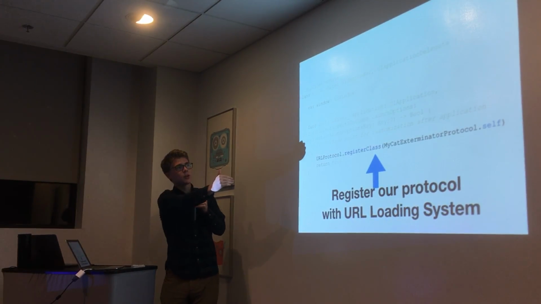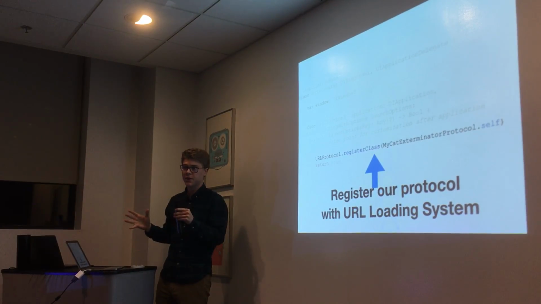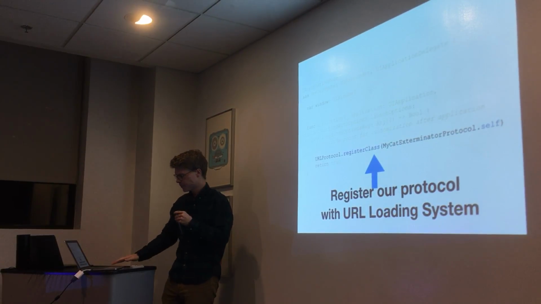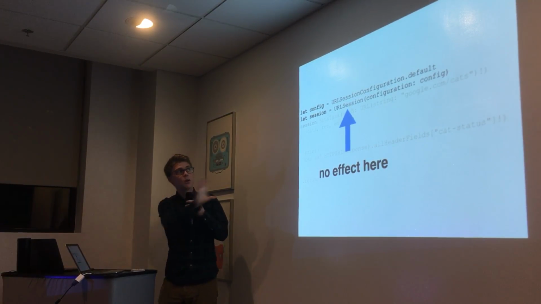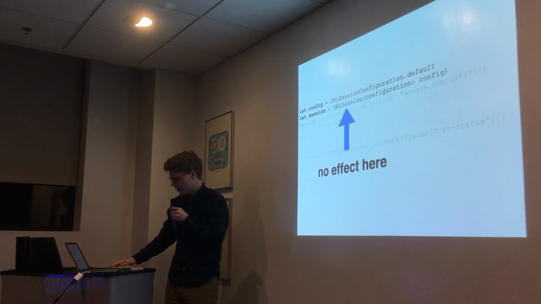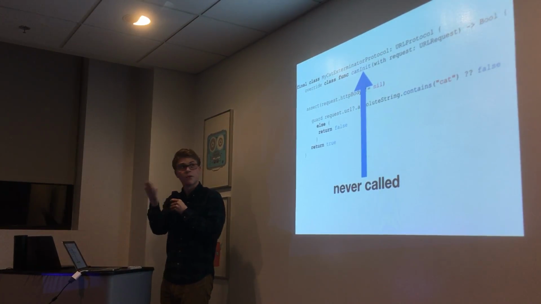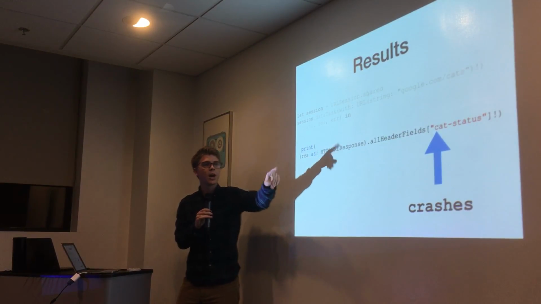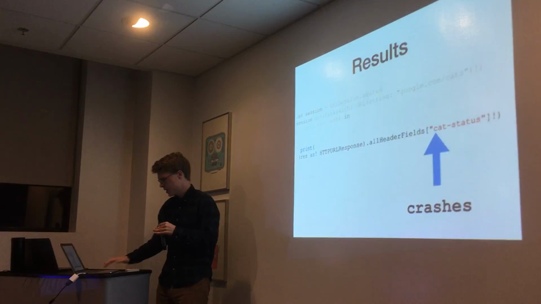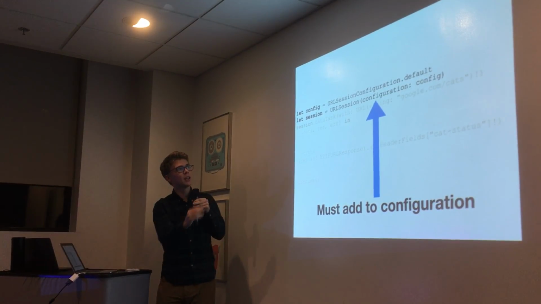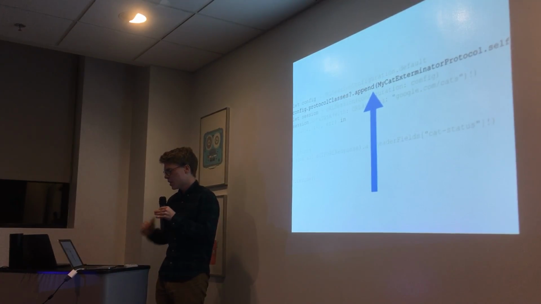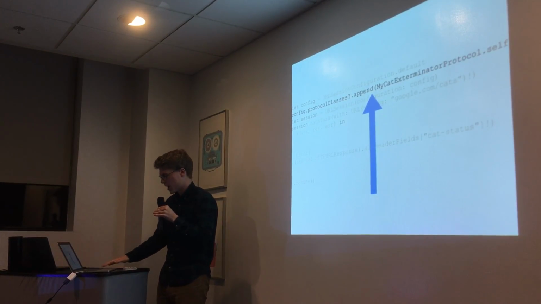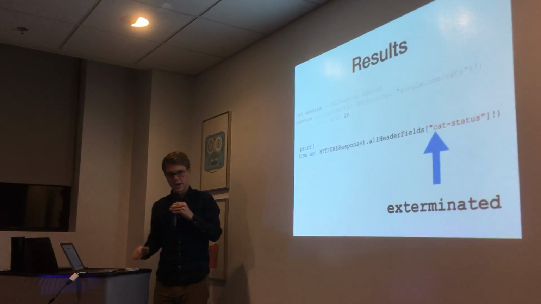So even if we register our protocol in the app delegate, it will still be invisible to a session that is instantiated with a custom session configuration. So it has no effect on this, as it is never called inside our protocol. And it will crash because we are not inserting the cat status into the request. So we have to add explicitly to the session configuration our cat exterminator protocol. We append it right on there, and all's working well. And the cat will be exterminated, right?